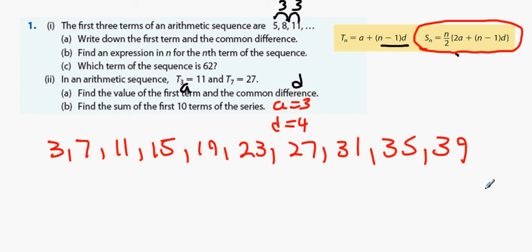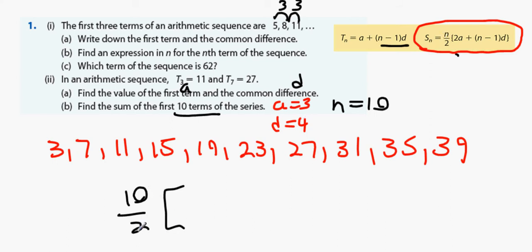But there's a quicker way of doing this. All we have to do is write down the Sn formula. We could add all these together to get the answer, but the way I'd like to do it is to put in the values. n equals 10 for this, because it says the first 10 terms. So it's going to be 10 over 2 brackets, that's n over 2. 10 over 2 is 5, so it's going to be 5 into 2a.